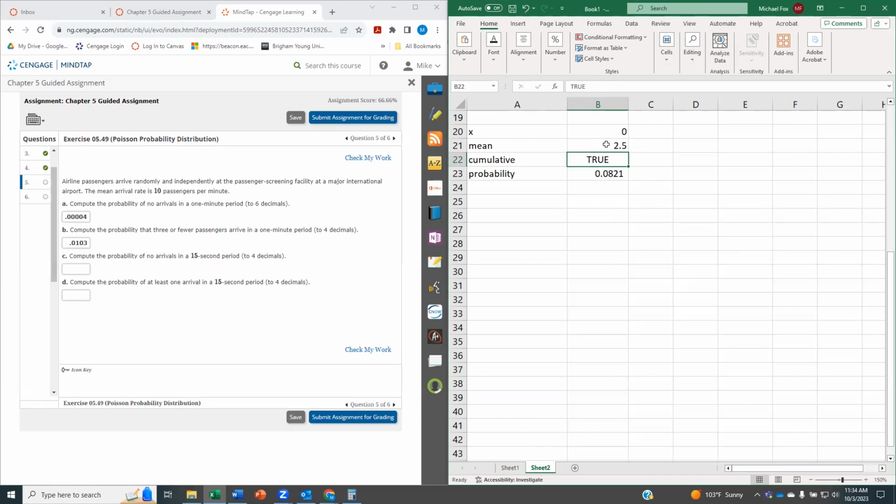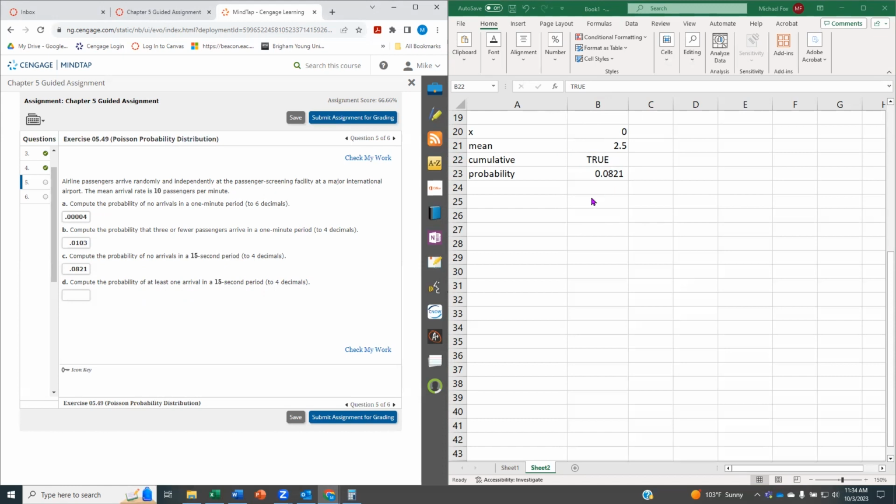So if we average 10 passengers per minute, then we also average 2.5 passengers per 15-second period. Technically, we should put false here because we're looking for exactly 0, but it doesn't really matter in the case of 0 because 0 or fewer is the same as exactly 0. We get the same outcome. So 0.0821. Finally, compute the probability of at least one arrival in a 15-second period.